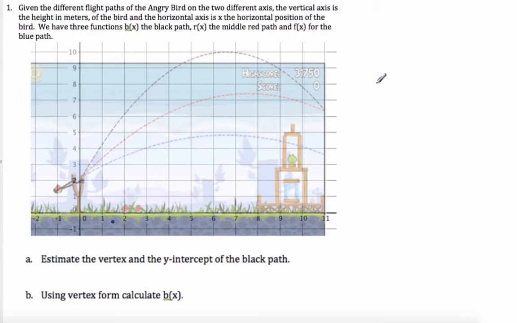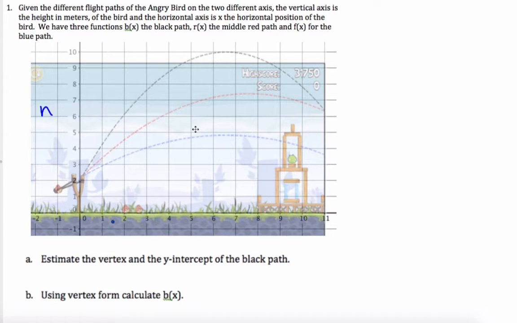Okay, so here we go, everyone. We're given different flight paths for our angry bird who flies over. We know that the vertical axis is the height, and the horizontal axis is the horizontal position away from that the bird flies. The top one is b of x, the middle one, the red one, is r of x, and f of x is the blue path.